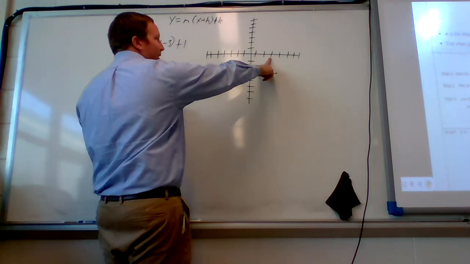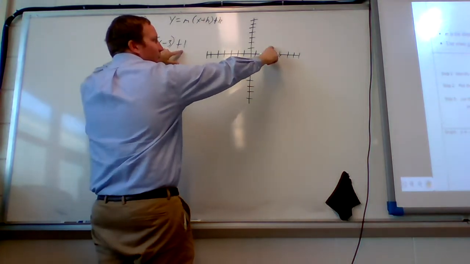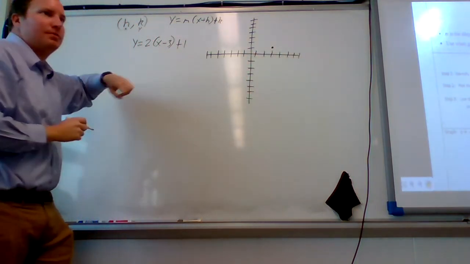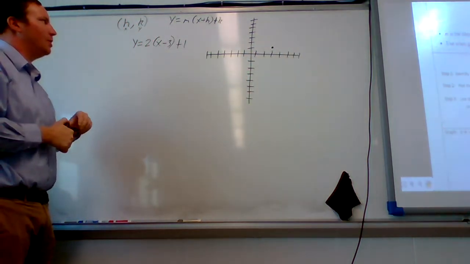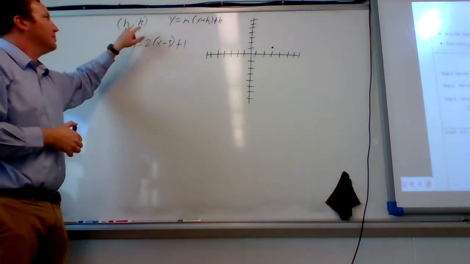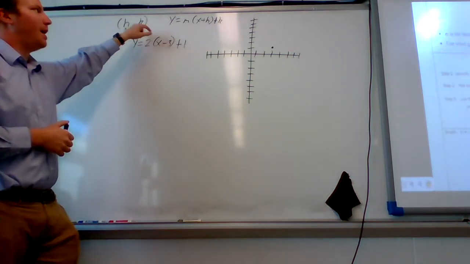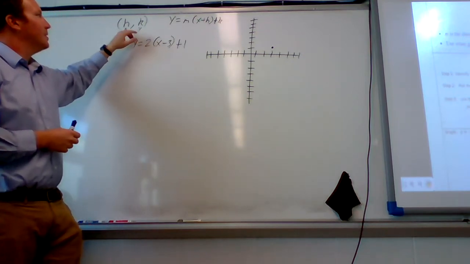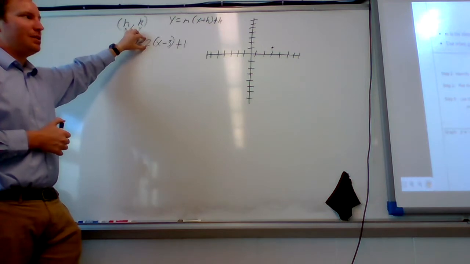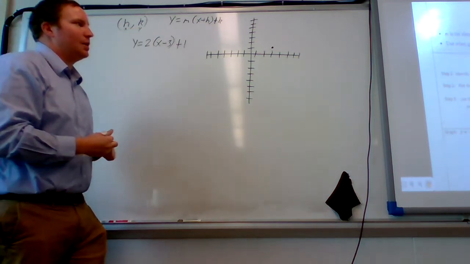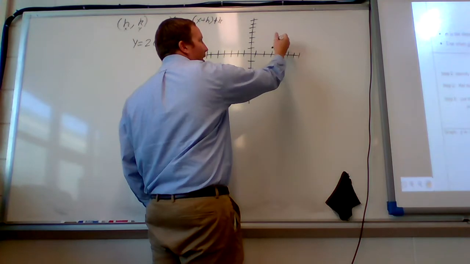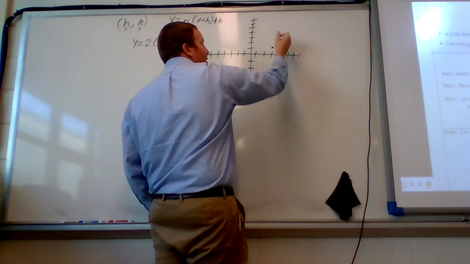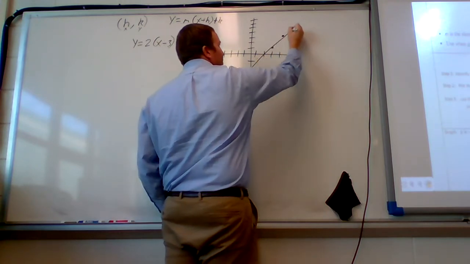So our starting point is at 3, and then positive 1. So there's our starting point, (3, 1). Right? It's our h and our k. Opposite of h, the opposite of the inside value, and your k value. And then we have our slope, which is 2. So that means we're going to rise up 2 points over 1 point. Again, all we need is 2 points to draw our line.